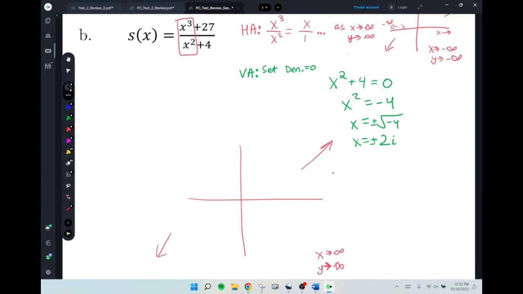What else can we find? X-intercepts? Oh, this one's allowed to do.